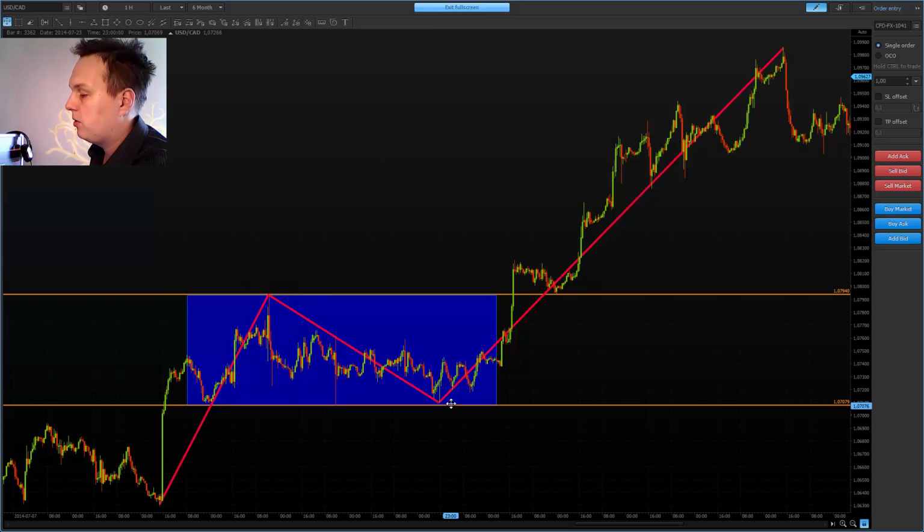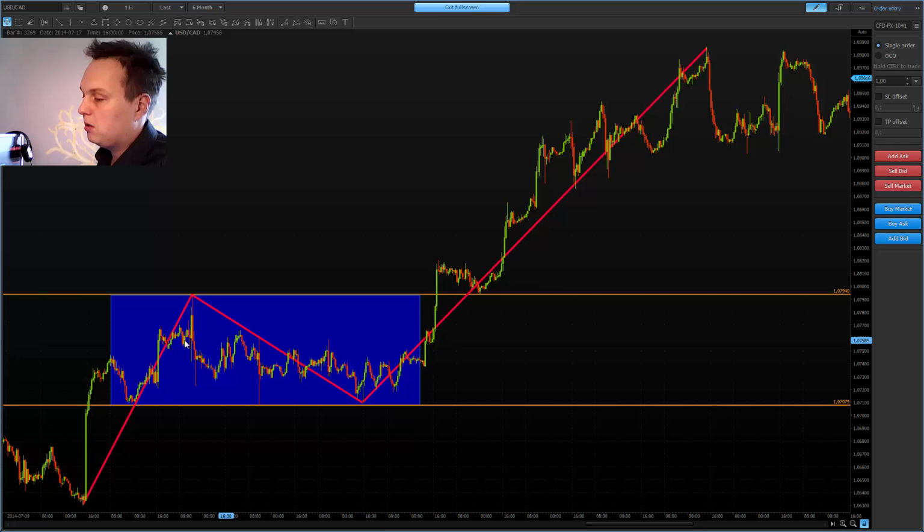So here we have rally base rally. It's a formation where we get a pause between rallies, and we assume that plenty of demand for continuation is placed here. We also have some small range here. Take a look. So the structure of this breakout is also rally base rally.